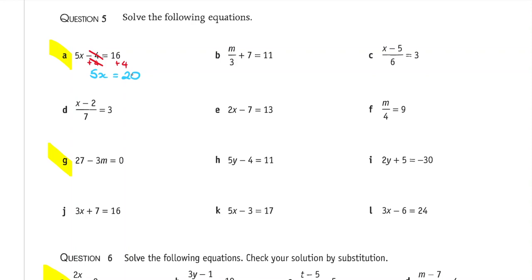Now we want to do the second step, which is to get rid of this 5. The opposite is to divide. So I go divide by 5 to get rid of that. x is by itself. 20 divided by 5 is 4. So remember when we did this in the test, it was half mark here, half mark for the 5x equals 20, half mark for the divide by 5, and the final half mark for the 4. With that setting out, going down the page, please.